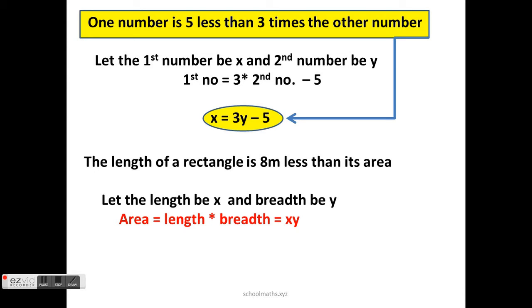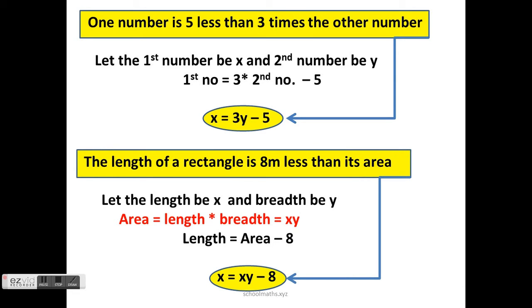Now we will form the equation. Length is area minus 8. Clearly it is given 8 less than its area. Length is x, area is xy. So x equal to xy minus 8. That is the needed equation.